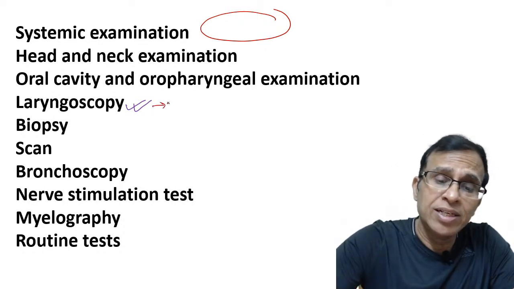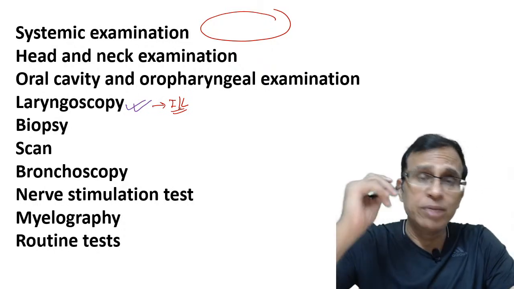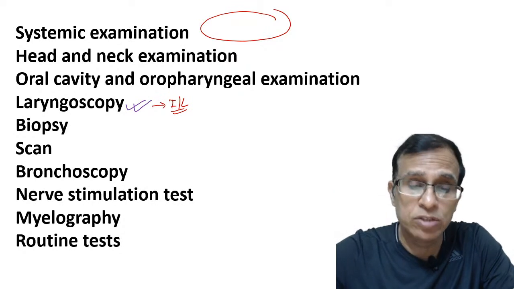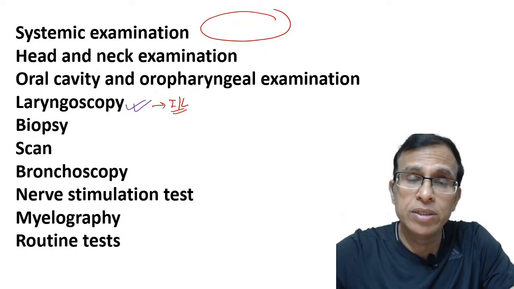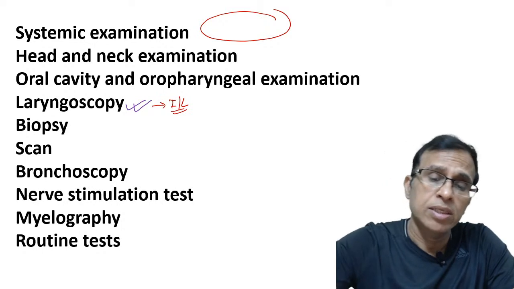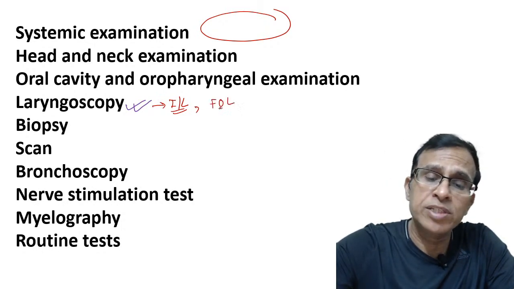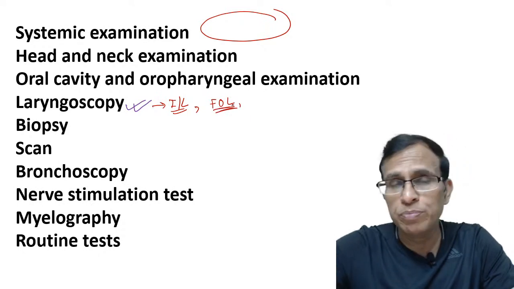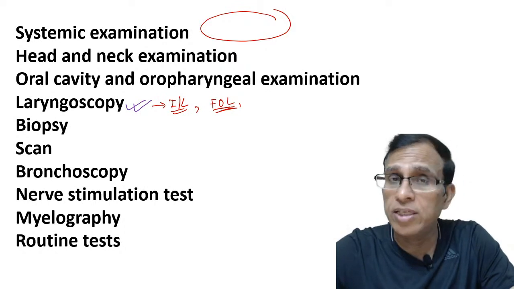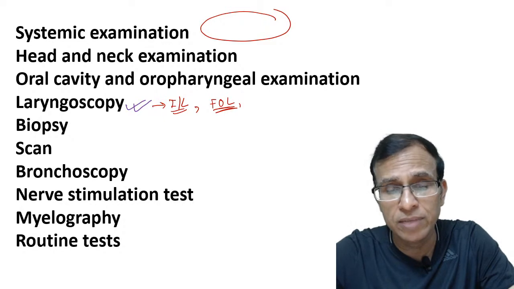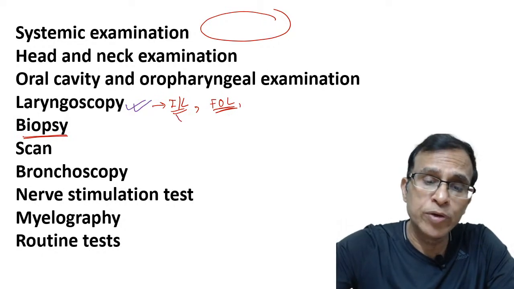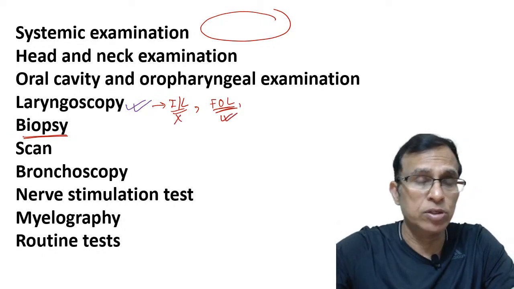Now, we start with indirect laryngoscopy, where you take a mirror, heat the mirror and put it into the mouth and see the reflected image of the larynx on that mirror. This is the first thing we do because this is a very simple OPD procedure, but it has a lot of limitations. So fiber optic laryngoscopy, FOL, is also an OPD procedure. This is better. This gives you more information. This can be tolerated easily by the patient, can be done in OPD without anesthesia. And if you need to take a biopsy, you can take a biopsy also. In indirect laryngoscopy, you cannot take a biopsy. In this, you can.